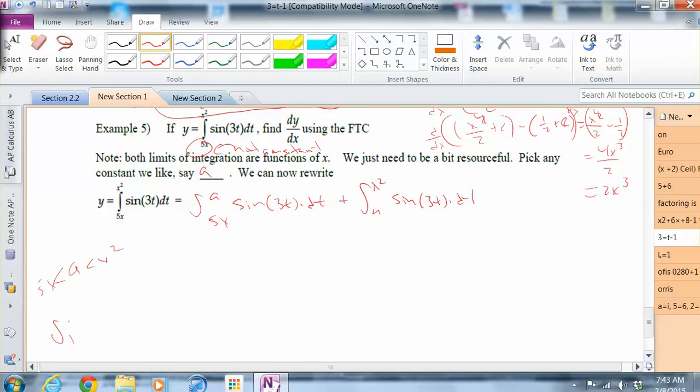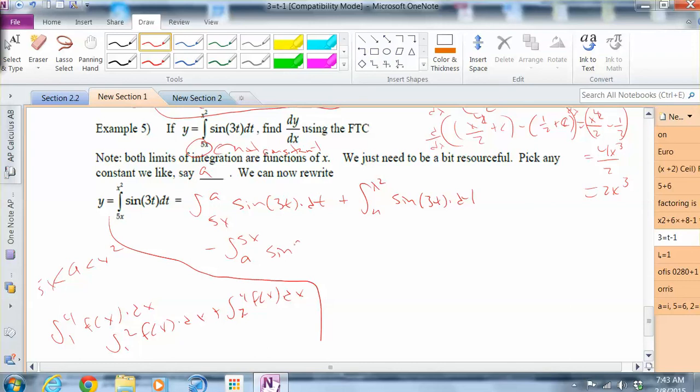We know this can make sense, because we've broken up integrals like that before, like if we integrate from 1 to 4 of some function, we could take from 1 to 2 plus 2 to 4. That's not a big deal. We've done that before, right? And that was in 5.3 with the properties of integrals. And if I reverse this, so it's from a to 5x, and again from a to x squared, that's dt.